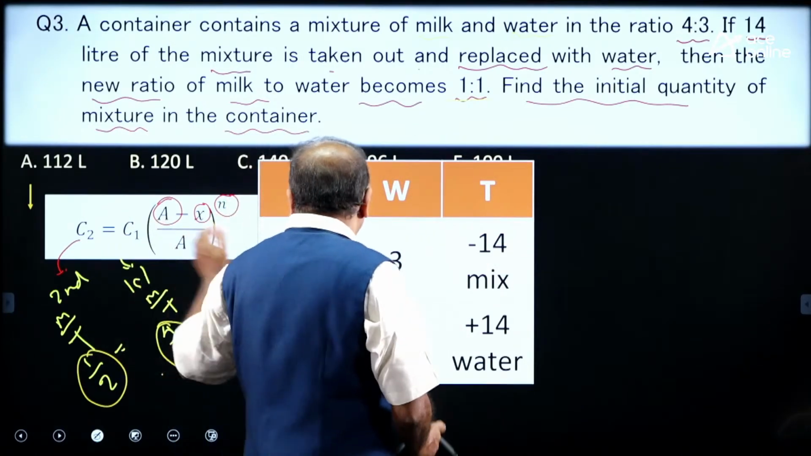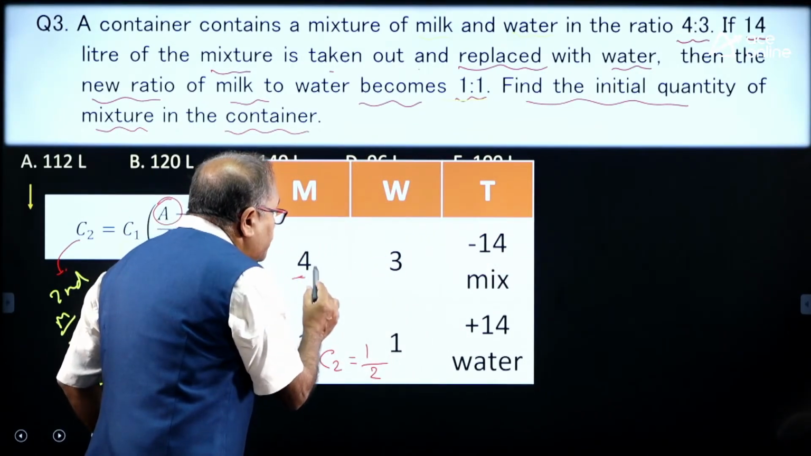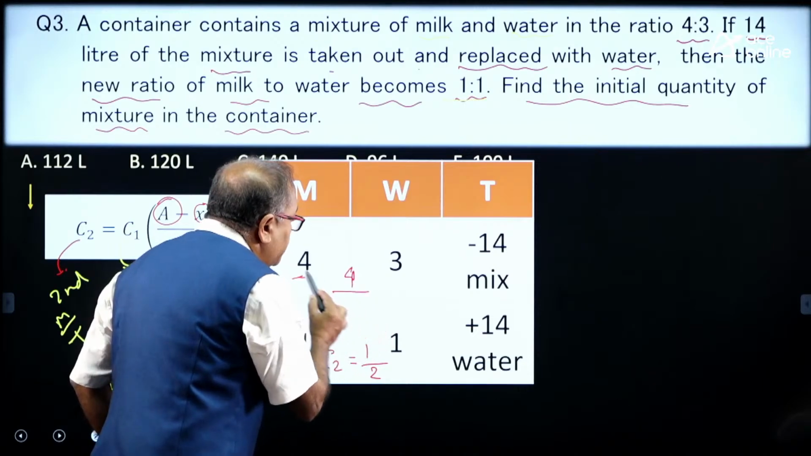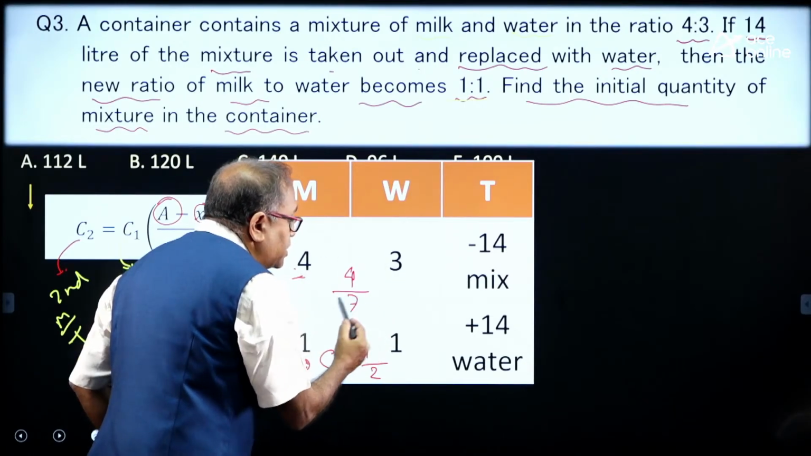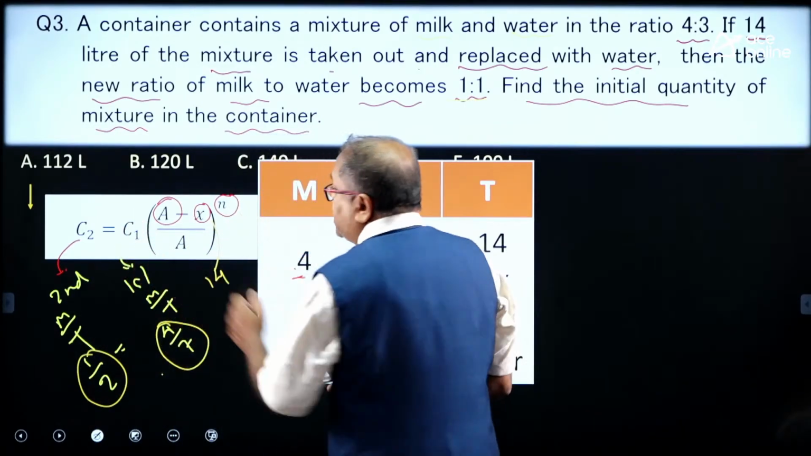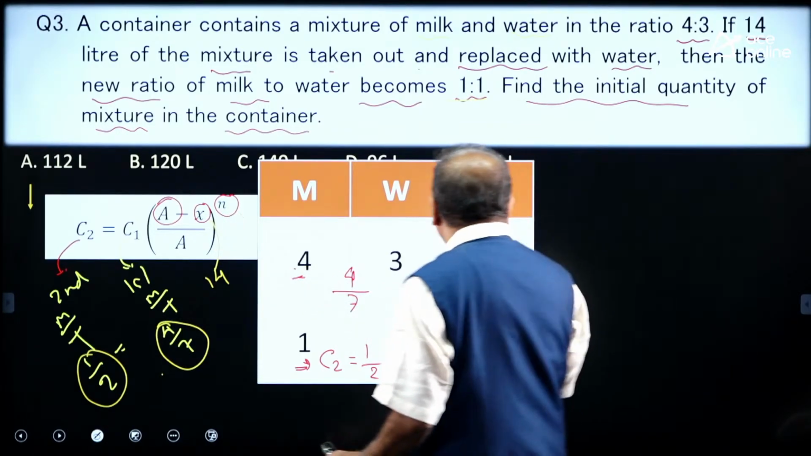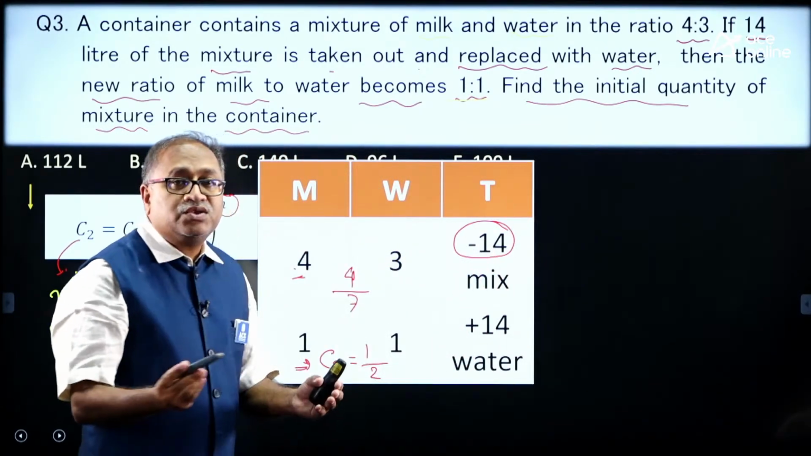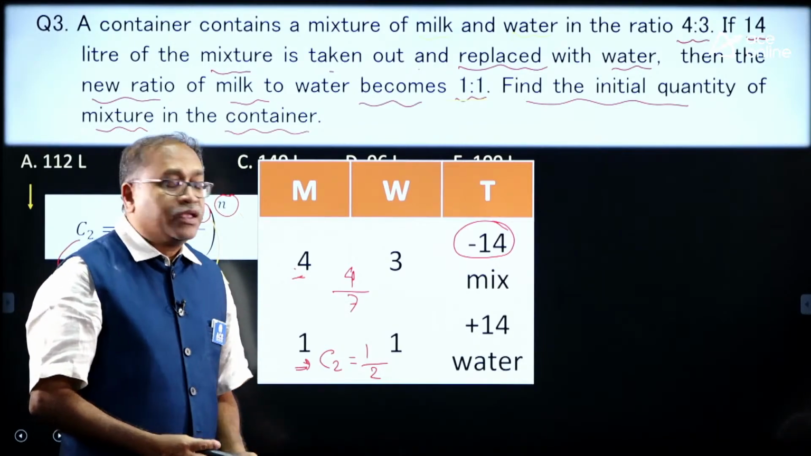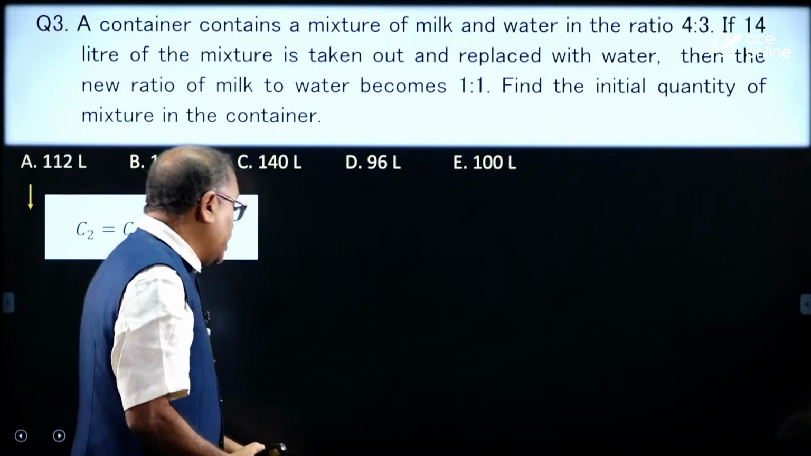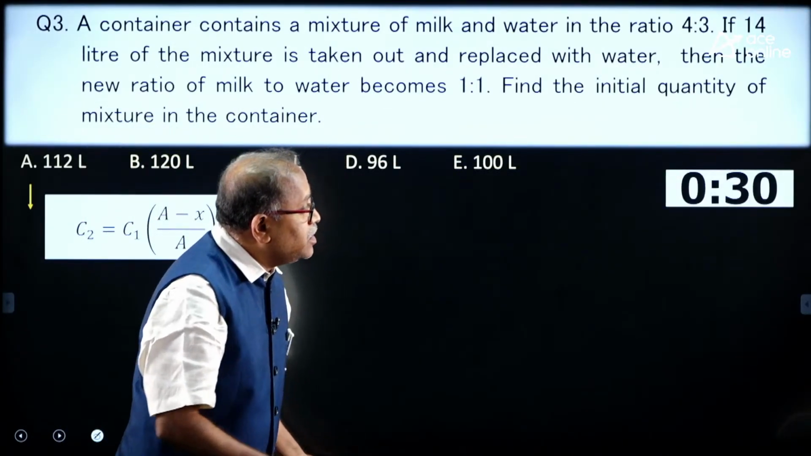And what is the C1 over here? What is the milk over here? 4 parts out of how many parts? 4 plus 3, 7 parts. So, 4 by 7, and A minus X, the X is what? The 14 liters is replaced. So, X is 14.